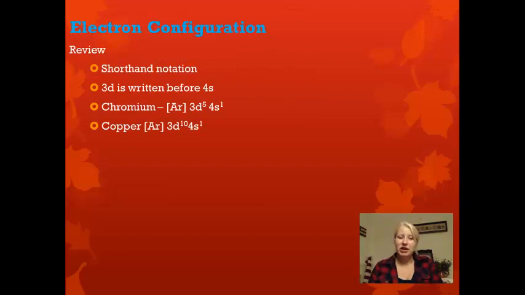So make sure that you go back and review how to do shorthand notation for electron configuration, which is the shortcut. Remember that 3d is always written before 4s. And remember that there are 2 common exceptions to electron configuration, which include chromium. As you can see, chromium has 3d electrons before it has a 4s, but the 3d are not completely full. And again, copper, 3d10, 4s1.